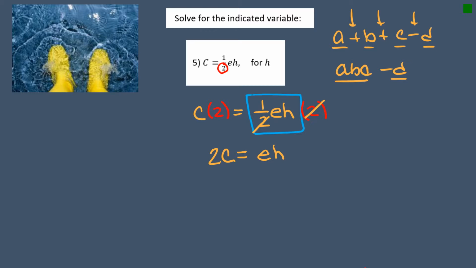Then I'm solving for H. So if I look over here at this term, that's where my H is. It's being multiplied by E. Opposite of multiplication is division. So this time, instead of adding and subtracting to move it, I have to divide. It's my coefficient. So what do I have left over here? I have 2C all over E equals, the E's cancel, H. Now I've solved for H alone.